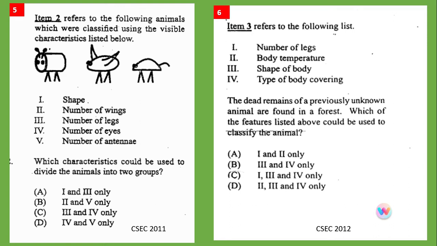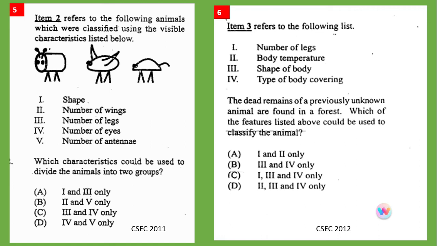Let's look at this question. It's for the third time we're seeing these diagrams. Item 2 refers to the following animals which were classified using the visible characteristics listed below. Which characteristic could be used to divide the animals into two groups? Is this classification by similarity or by differences? This question was taken from the CSEC 2011 paper, and you'll realize that this is a repeat question.